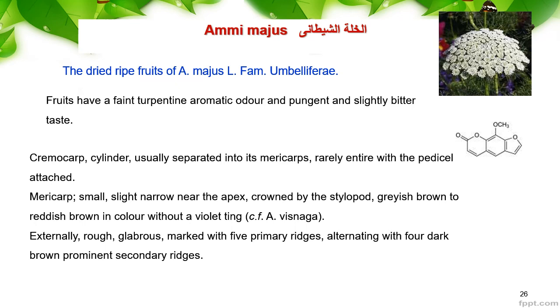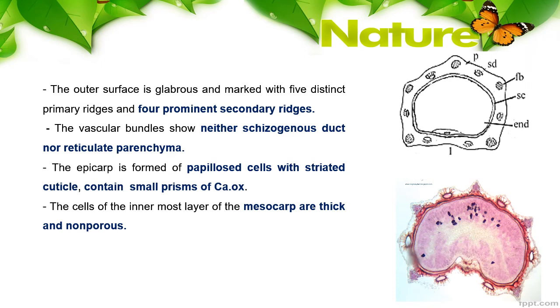Externally rough, glabrous, marked with five primary ridges alternating with four dark brown prominent secondary ridges. Here is another difference: the secondary ridges are also as prominent as the primary ridges. Diagram of the sector in Ammi majus: raised or prominent secondary ridges, five primary ridges, below each one a vascular bundle, fan-like vitta as in Ammi visnaga, seed structure.